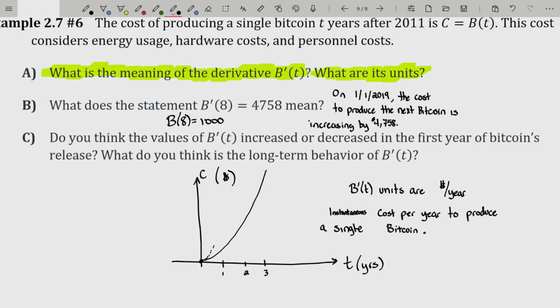Okay, fine. But they're actually asking, is the cost to produce the next Bitcoin ever going to fall? And the answer to that is no. The cost to produce the next Bitcoin is always going to rise, because the more you produce, the fewer that can be found, the more it's going to cost to find. So the B prime of t is going to increase forever. That's always going to be the long-term behavior. It's going to increase. At least that's what I think.